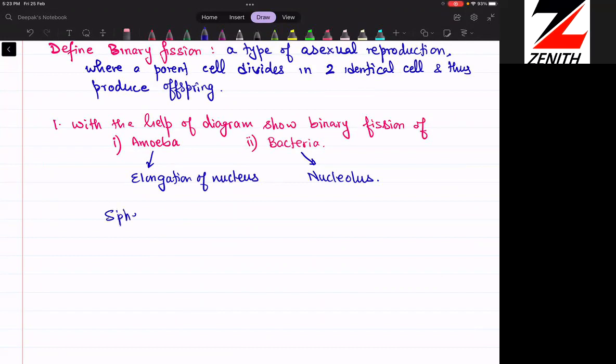So for spherical division, example is amoeba. Longitudinal fission. What's the example for longitudinal fission? Paramecium. Longitudinal. Euglena. Euglena is famous for what? Anyone? What's special about Euglena?